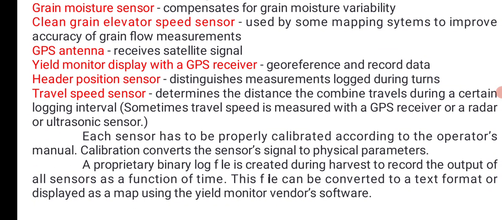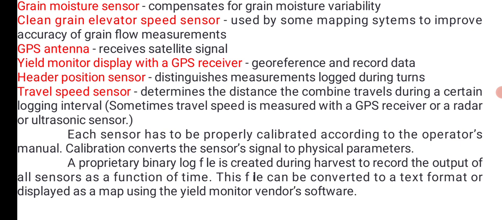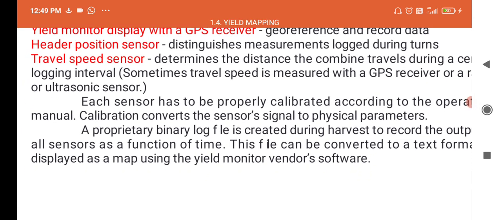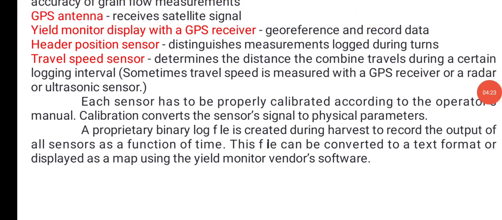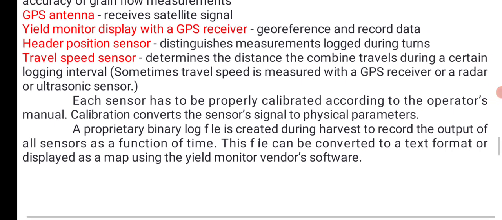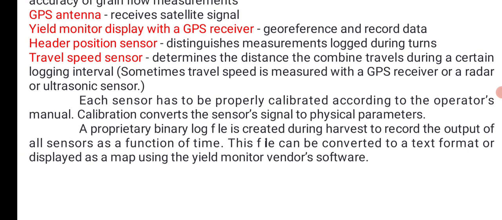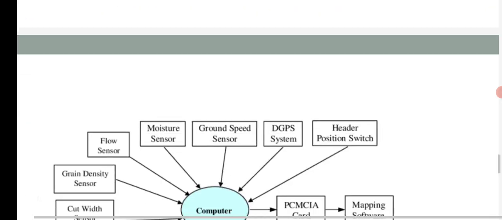Each sensor has to be properly calibrated according to the operator's manual. Calibration converts the sensor signal to physical parameters. A proprietary binary log file is created during harvest to record the output of all sensors as a function of time. This file can be converted to a text format or displayed as a map using the yield monitor vendor software.